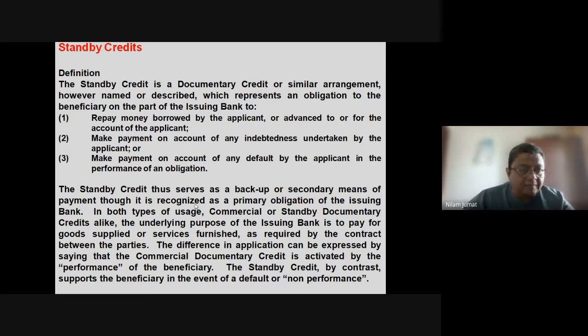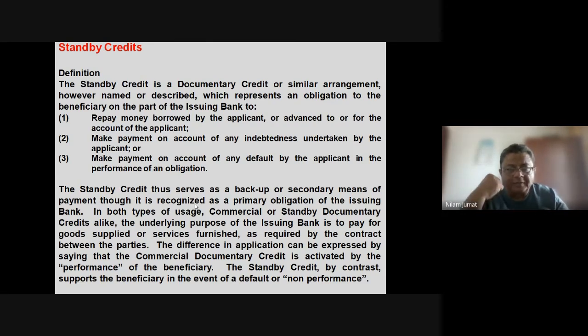So the understanding is that in a normal LC, the obligation of the bank is against performance. Ship the goods, you have performed, you have to pay. And in a standby LC, the obligation of the bank is to pay when evidence is given of non-performance. So normal LC is performance; standby LC is non-performance. That is a major difference between a normal LC and a standby LC.